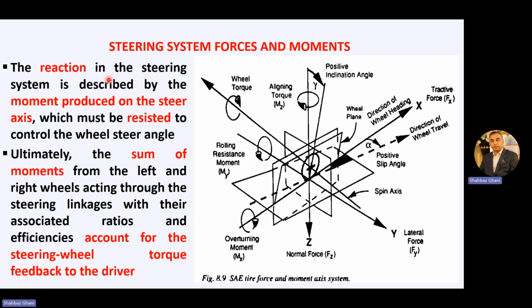So this reaction in the steering system is described by the moments produced on the steer axis, which must be resisted to control the wheel steer angle. Ultimately, the sum of the moments from the left and right wheels acting through the steering linkages, with their associated ratios and efficiencies, accounts for the steering wheel's torque feedback to the driver.